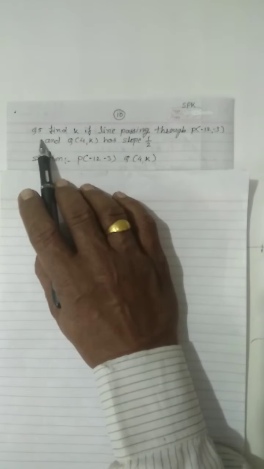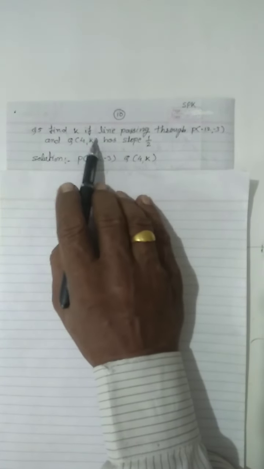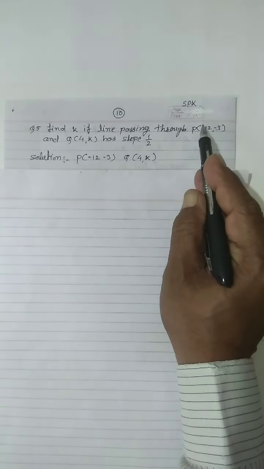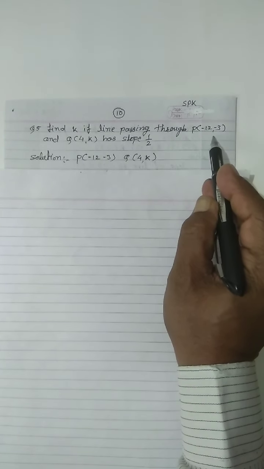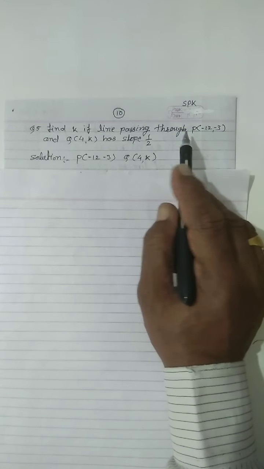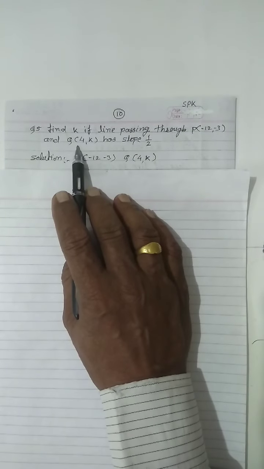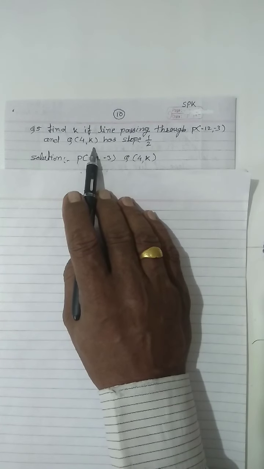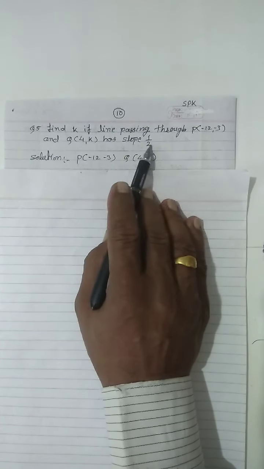Today we are going to see some more examples which depend on coordinate geometry. This chapter is from Math Second. See the example. Example 5. Find k if the line passing through point P, having coordinates (-12, -3), and Q, having coordinates (4, k), has slope 1 by 2.